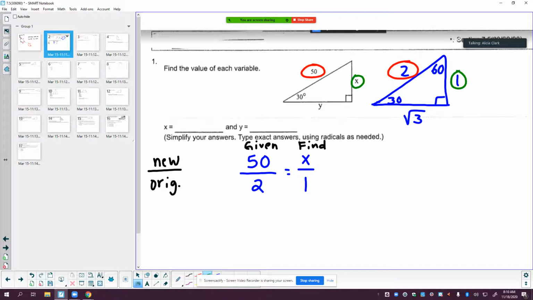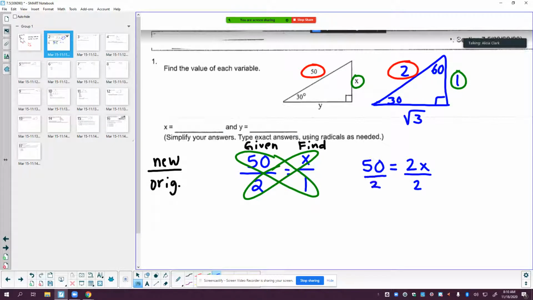So once I have my proportions set up, I can cross multiply these two and these two. Okay, so 50 times 1, that's going to give me 50. 2 times x is going to give me 2x. Okay, so there is going to be a little more solving involved in these because you don't have the same legs every time. So I'm going to divide by 2 on this side, divide by 2 on this side to get x by itself. And if I take 50 over 2, that's going to give me 25 for x. Okay, so 25 is what x is equal to.